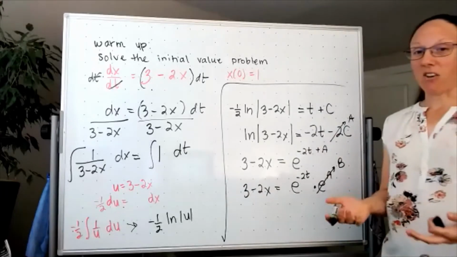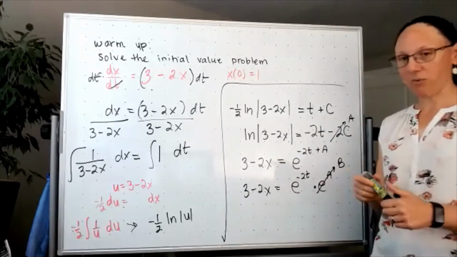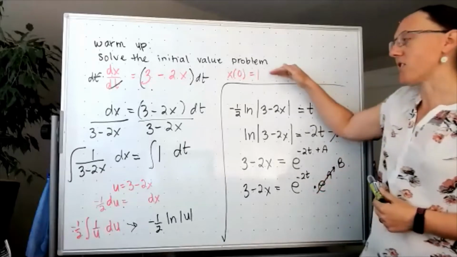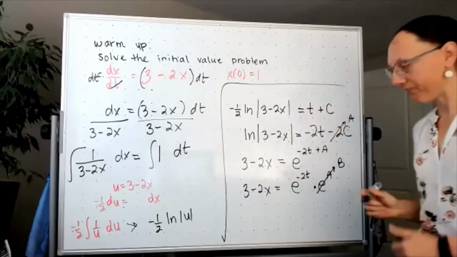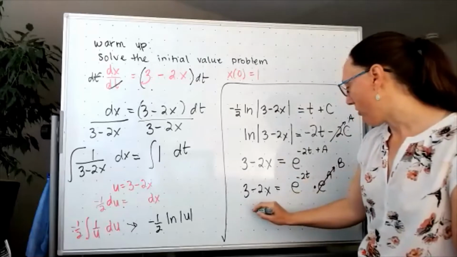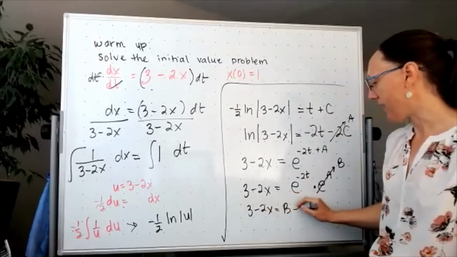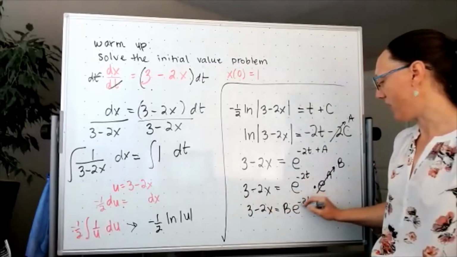This b could take on a positive or negative value, and it's going to take on whichever value it needs to based on the initial condition. So 3 minus 2x is equal to b times e to the negative 2t.